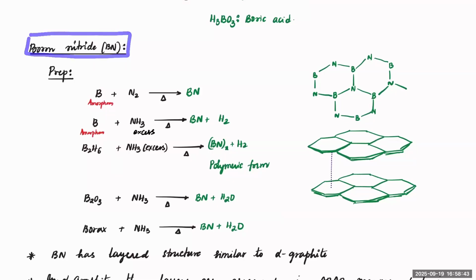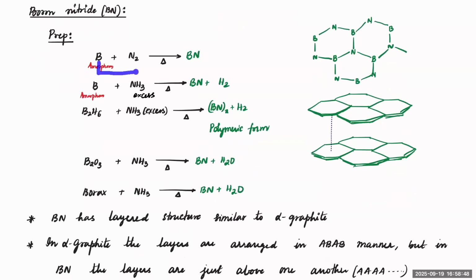Next, let us see boron nitride, which is an inorganic graphite. Amorphous form of boron directly reacts with nitrogen to give boron nitride. Even when you react with excess ammonia, as we learned, it will give boron nitride. When you react B2H6 completely, you will get a polymeric form which has a structure similar to that of graphite. Alternatively, you can use B2O3 in ammonia, or borax in ammonia. They will also give you boron nitride.